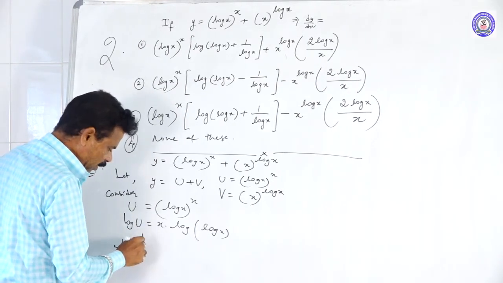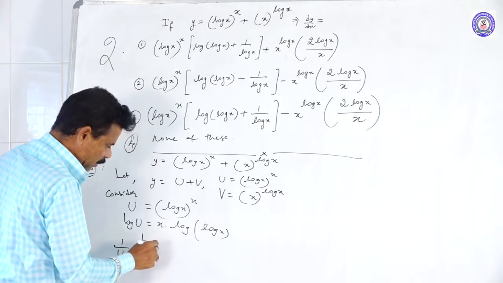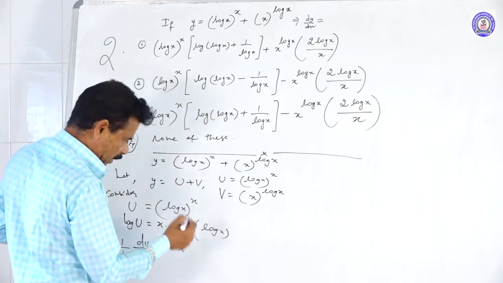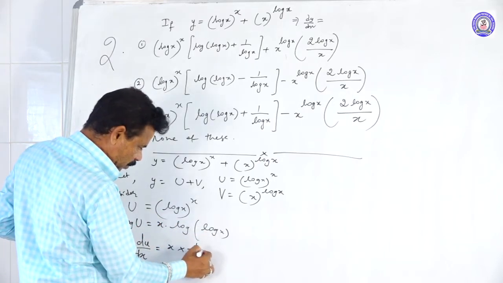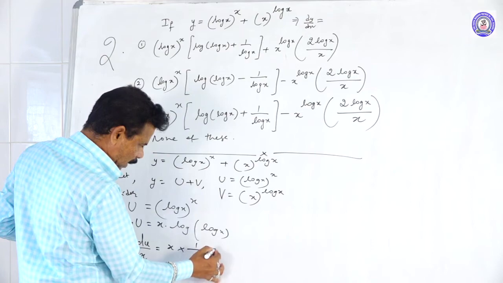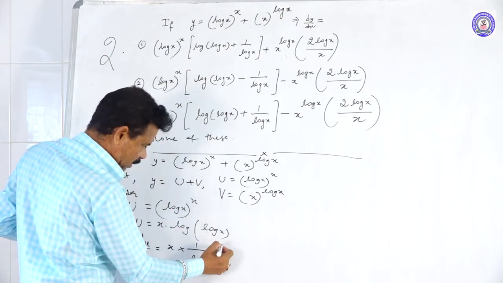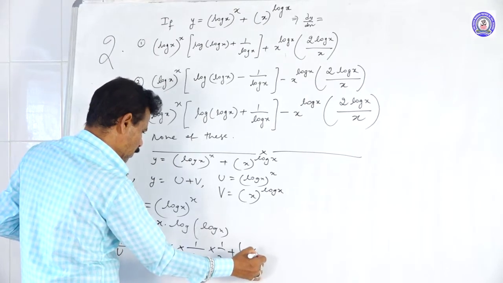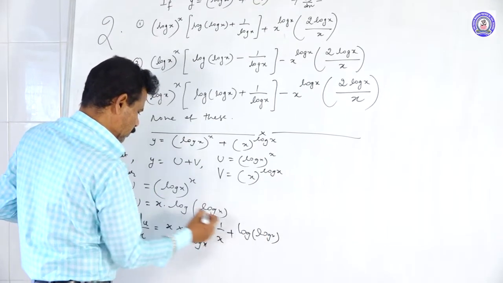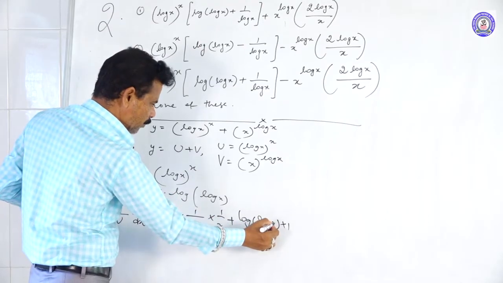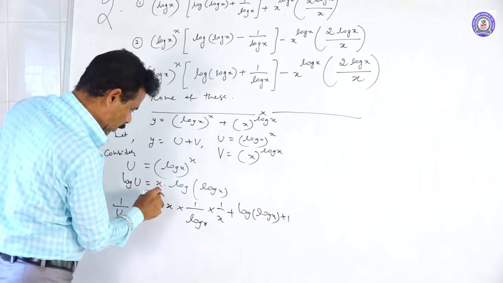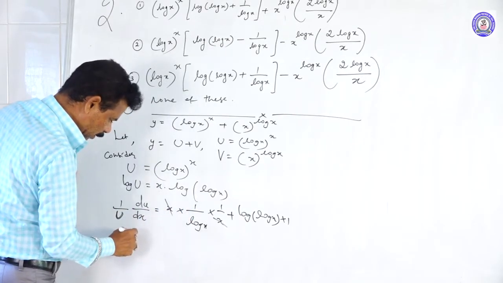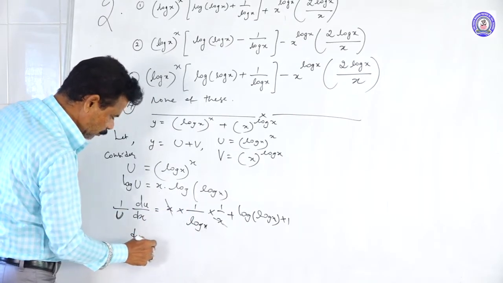u differentiation, du by dx, is equal to x multiplied by, uv method, u v dash: log of log x differentiation is 1 by log x, again log x differentiation is 1 by x, plus log of log x, x differentiation 1. So here x gets cancelled.